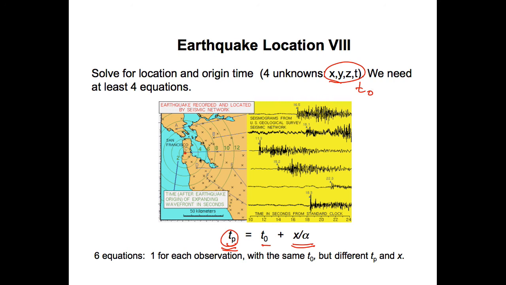So in this case, we have an overdetermined system of equations. We have more observations than we have unknowns, but we can solve that using mathematical methods called least squares to find the best fitting value of the position and the origin time of the earthquake.